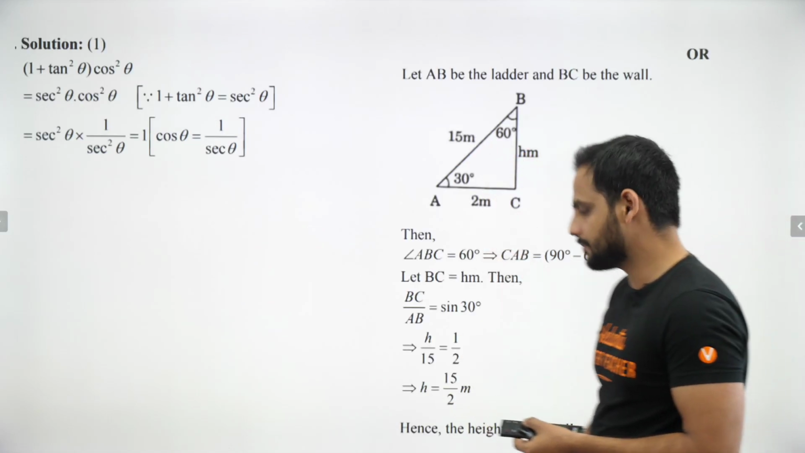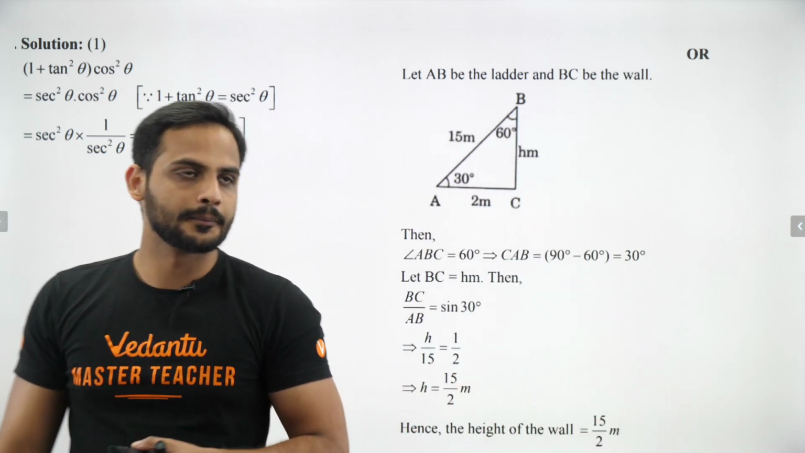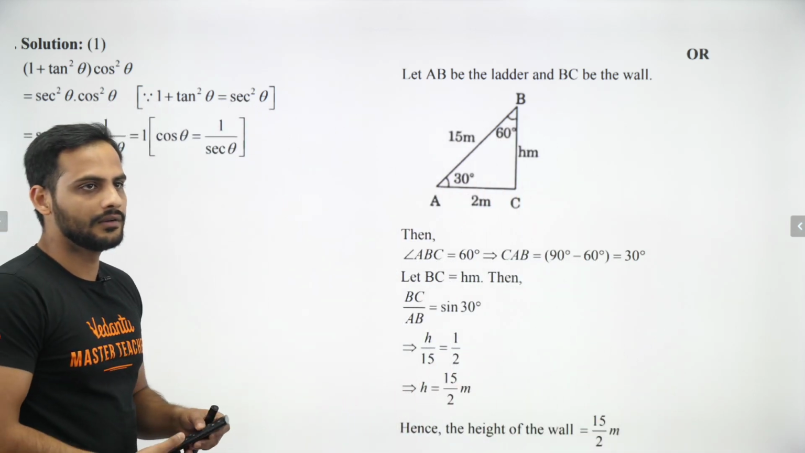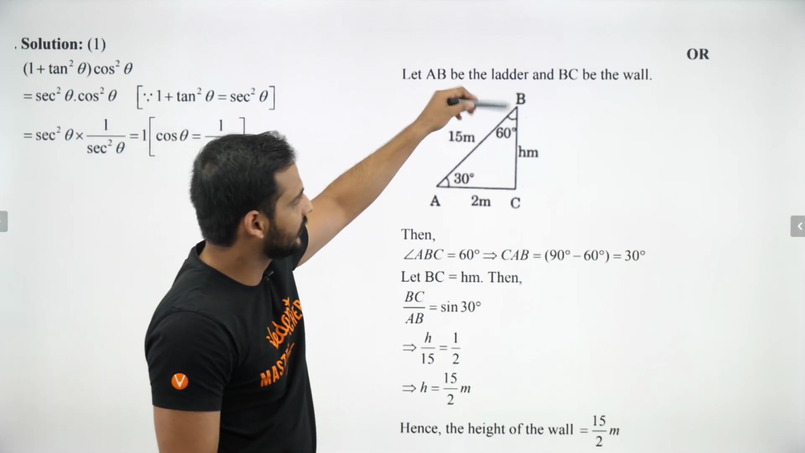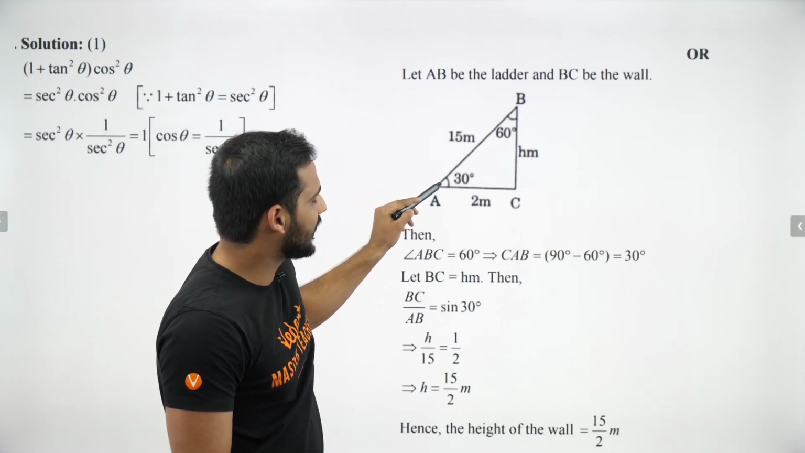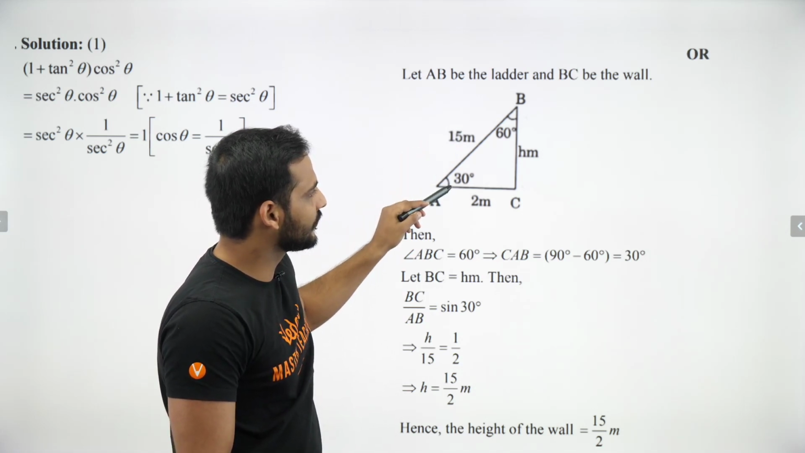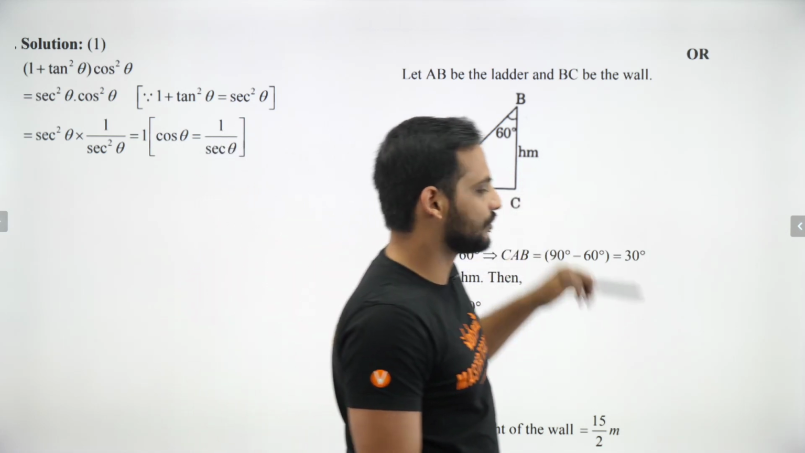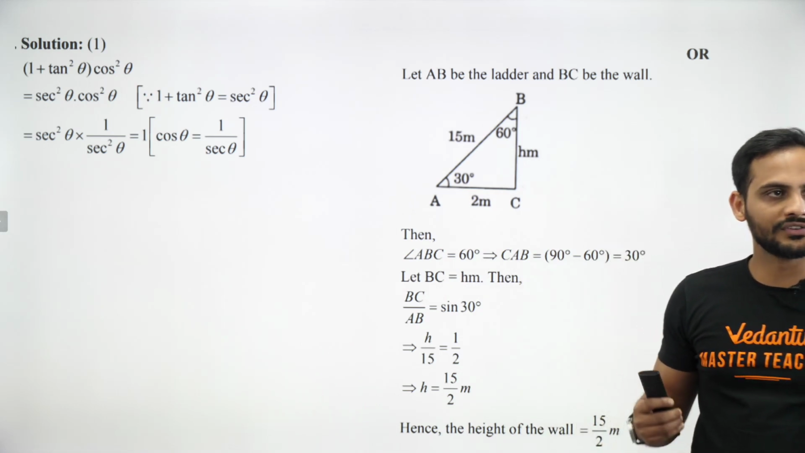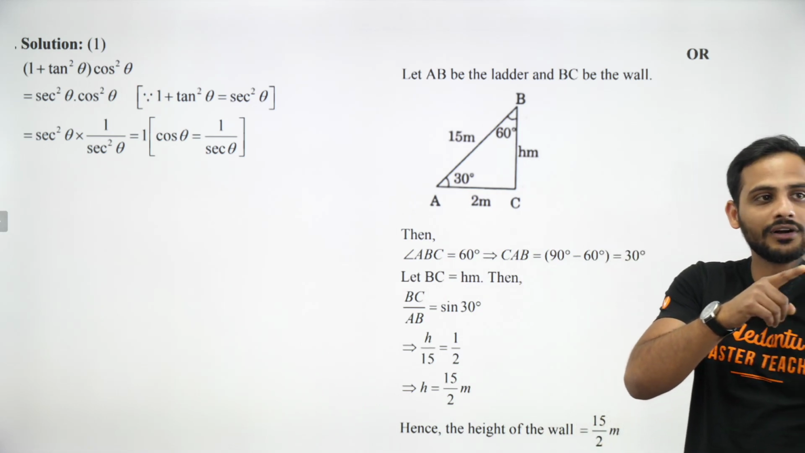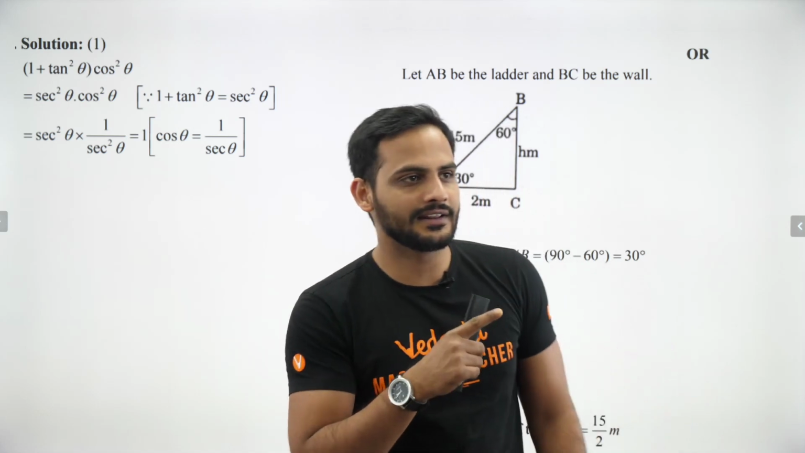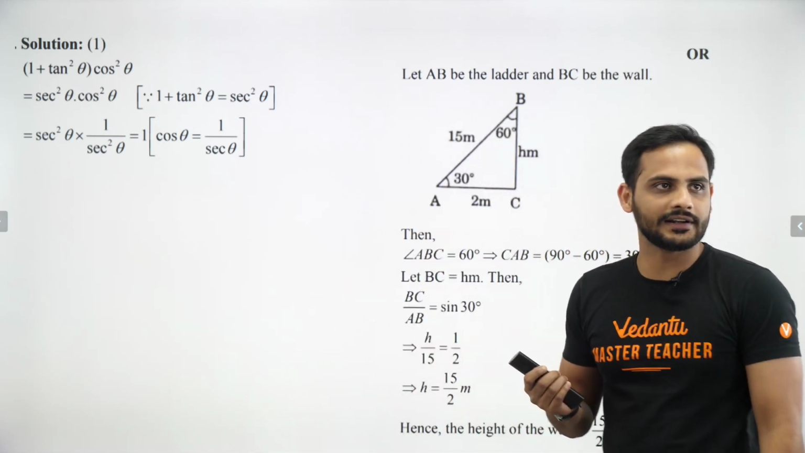H will be equal to 15 by 2. Okay. This height of the wall will be what? Here you use perpendicular, you want to find out and the hypotenuse is given. So sin 30. Sin 30 is 1 by 2. So 15 by 2. Very good. 7.5. See, I have told you many have done wrong. In the beginning I was getting √3 as the answer. Got it? 7.5 meter is the correct answer.